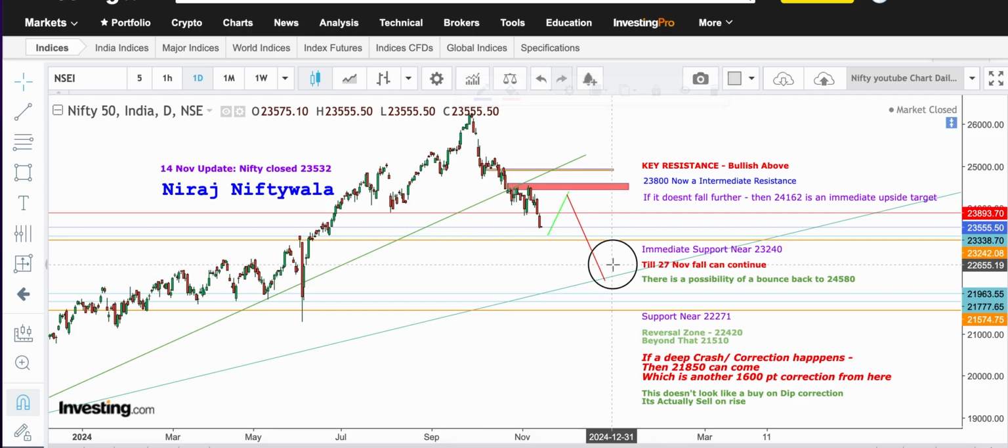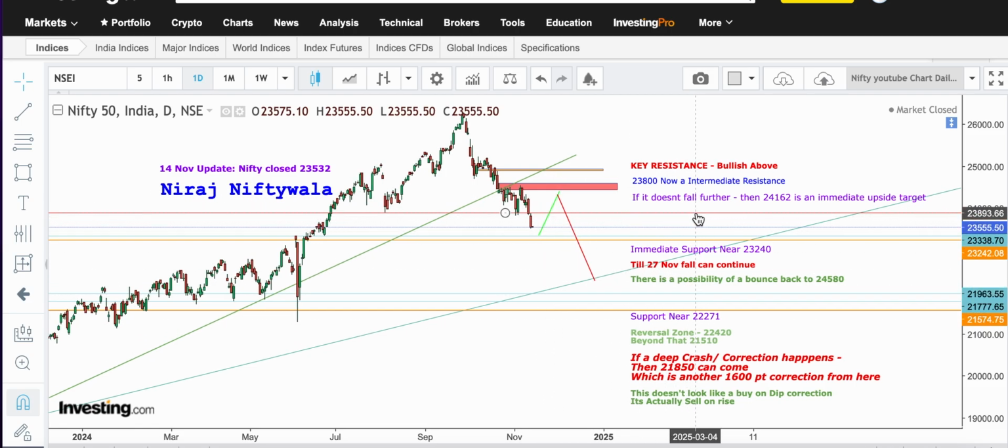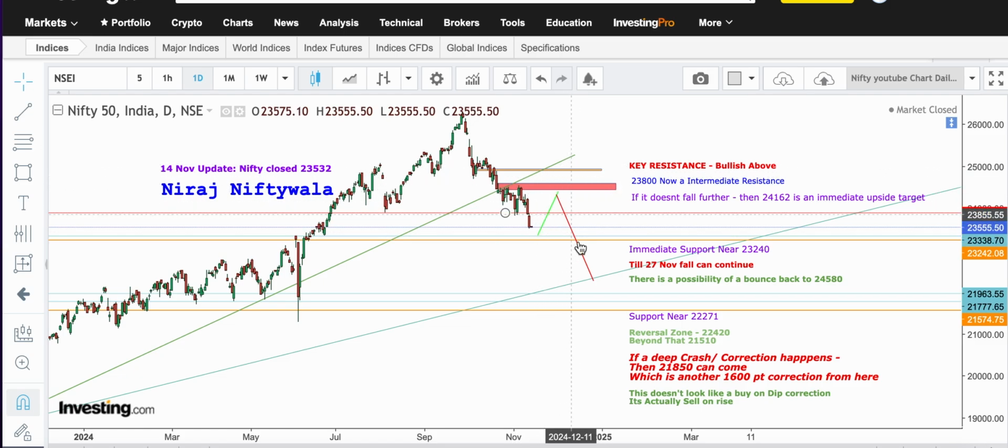This is technical lines and levels, and a deep correction could bring it over here as well, which I have marked, which is 21,500 kind of a level. 21,500 is what you should keep in mind. 21,850, 21,500 is the deep correction. A medium correction could happen somewhere around the 24,500 level, and a bounce back, that is the immediate upside target, is 24,160. These are the four numbers that you should keep in mind when you are looking at the Nifty chart.